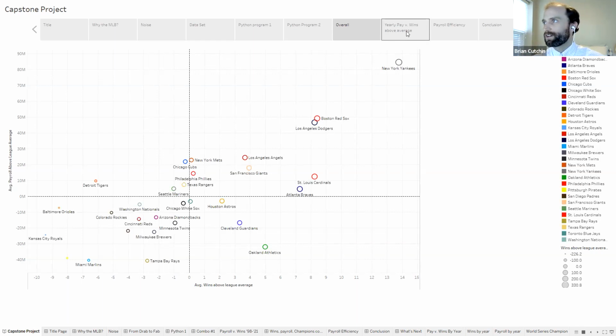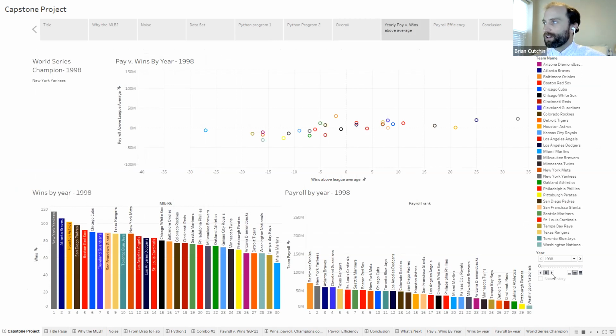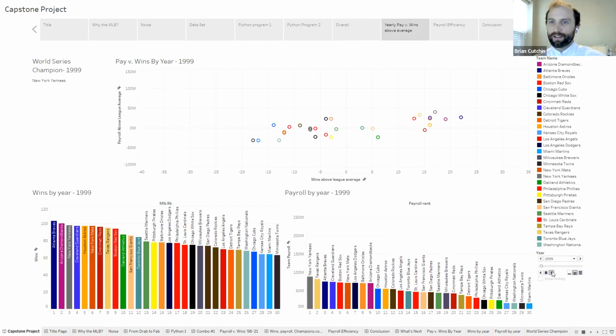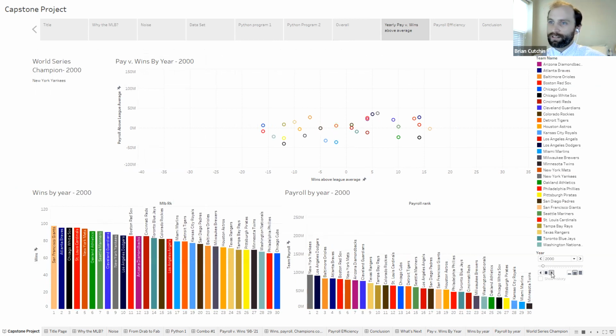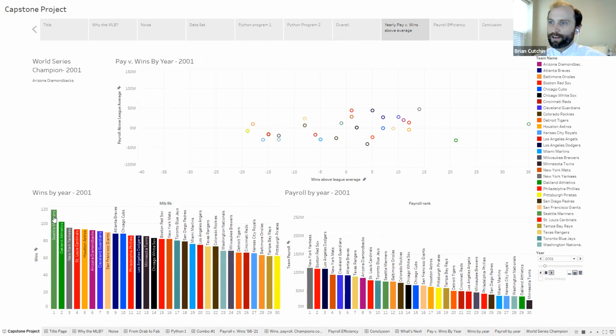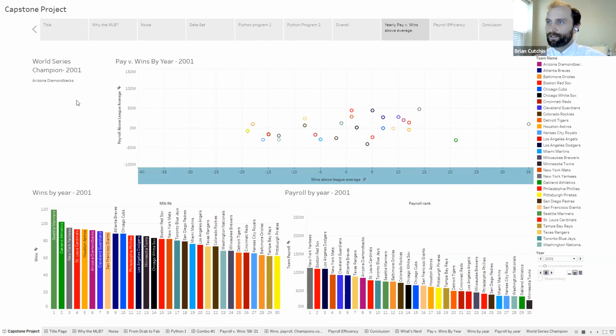So on this next screen, we have just a yearly breakdown of what this looks like from 1998 to 2021. And so you can just see how it changes potentially from year to year, team to team. So in 2001, we actually have the Mariners winning the most games in this set of data, with almost 120 wins. And then their payroll ranking was 11th. But if you look, the Athletics have the second most wins while having the second lowest payroll. So we can see this from team to team and year to year.